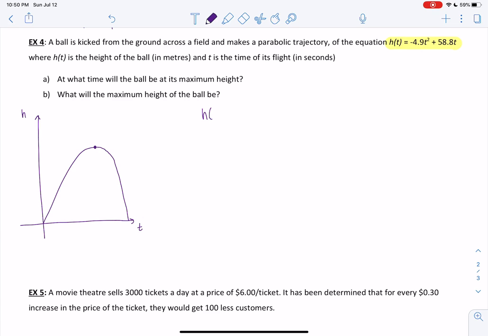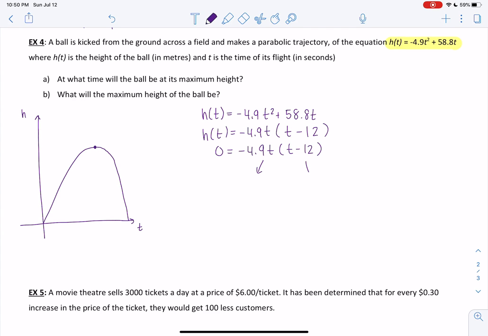So we're going to take h of t equals negative 4.9 t squared plus 58.8 t. And I'm just going to factor some stuff out of this. So I can take out negative 4.9 t, and I'm left with t minus 12, like this. And then I'm just going to set this whole thing equal to 0 in order to find my zeros.